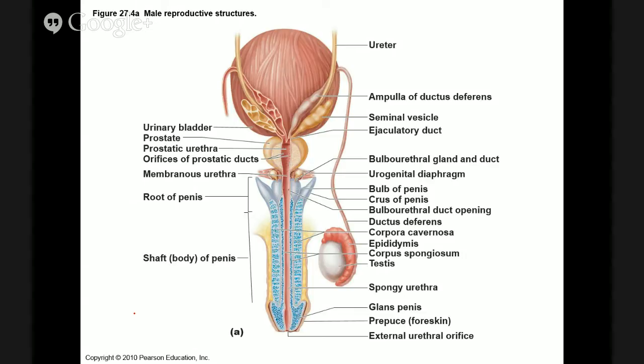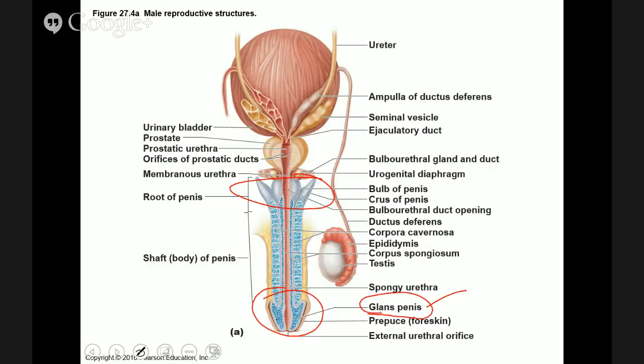You can see that the penis is attached at what we call the root as a free body that extends in an enlarged tip, which we call the glans penis. So this is the root where it's anchored to the body, and then we have the tip, which is called the glans penis.